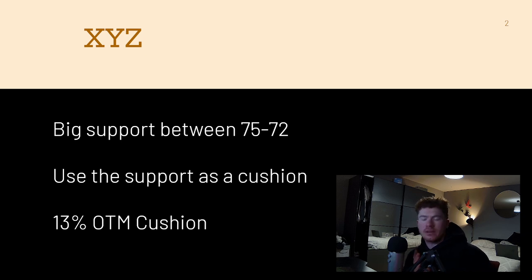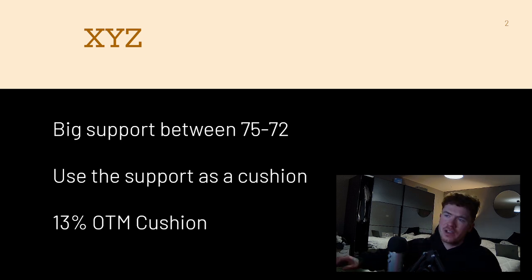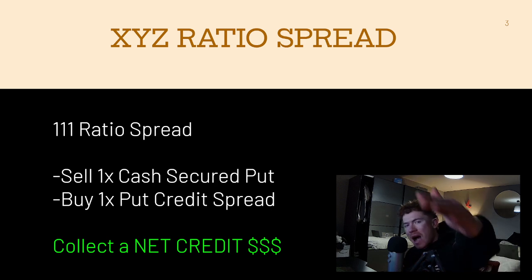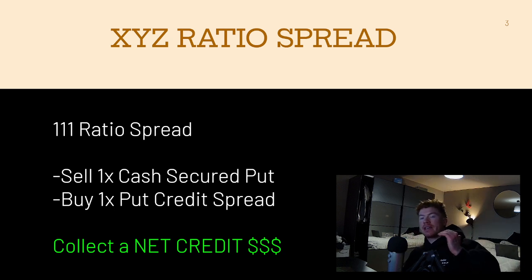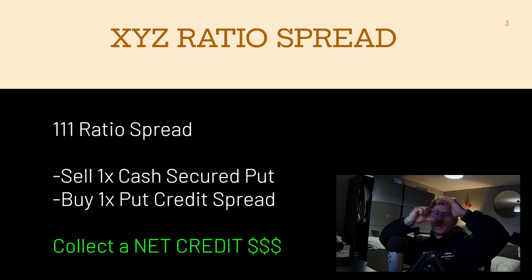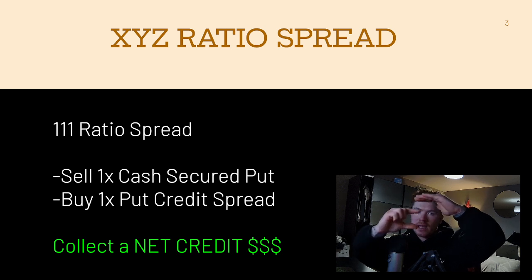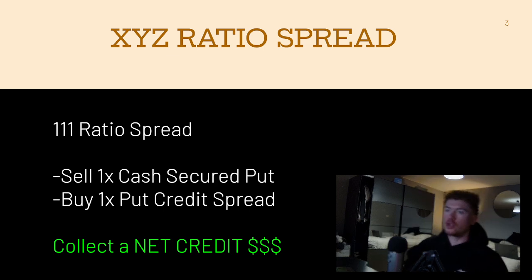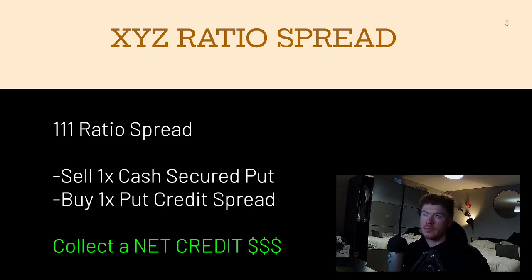But what is the trade doing? Well, let's get further into this. We'll find out what the trade is. We are going to take a ratio spread, a 1-1-1 ratio spread. Now, why is it called a 1-1-1 ratio spread? Well, you're selling one cash secured put, so that's one leg, and then you're buying a put debit spread, so that's two legs. So you have three legs, so it's a 1-1-1. Or if I was doing two contracts, I'd call it a 2-2-2. But for one contract, it's a 1-1-1 ratio spread.